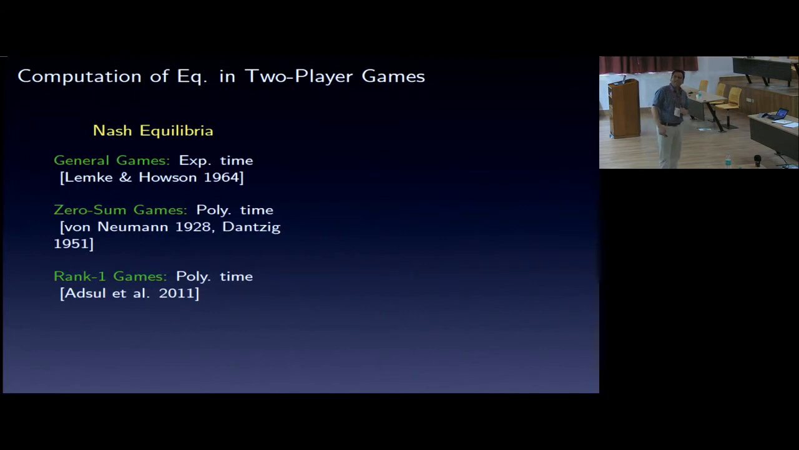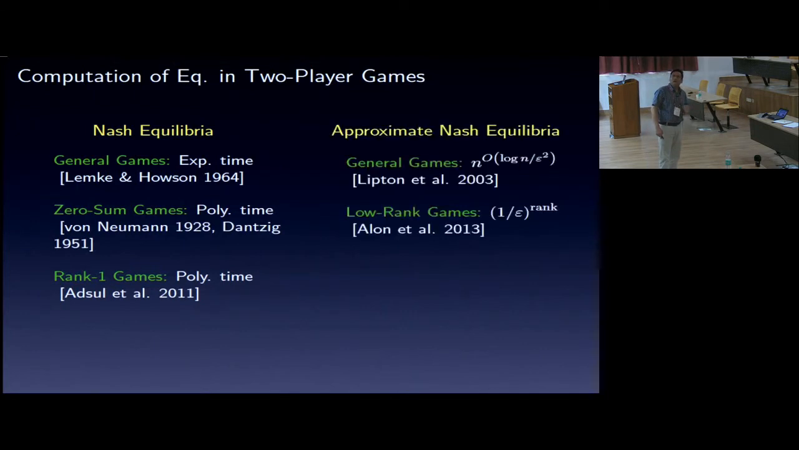And along these lines, there has been a bunch of work on the computation side of approximate Nash equilibria as well. There's a popular result by Lipton, Markakis, and Mehta that does a very simple support enumeration and shows how to find an approximate Nash equilibria in time n to the log n over epsilon squared. This is a quasi-polynomial time algorithm. It finds an epsilon Nash equilibria.